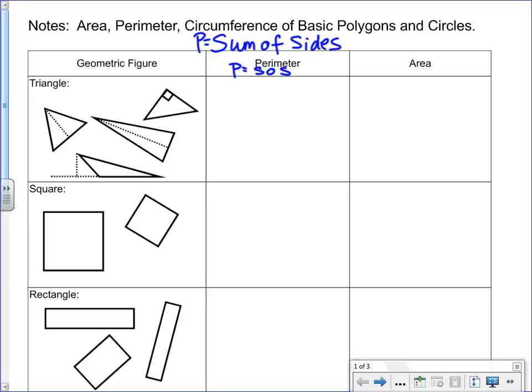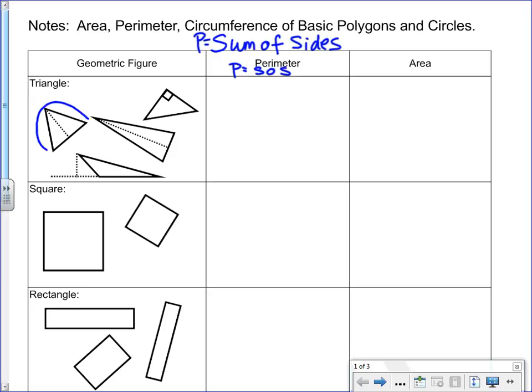Now for your area formulas, you are going to have to memorize a couple of different formulas. They're not hard. We've worked with them since 6th grade, 7th grade, and now again in 8th grade. So for triangles, the hardest thing about triangles is that we have lots of different looks to triangles. You'll notice I try to recreate a bunch of them here.